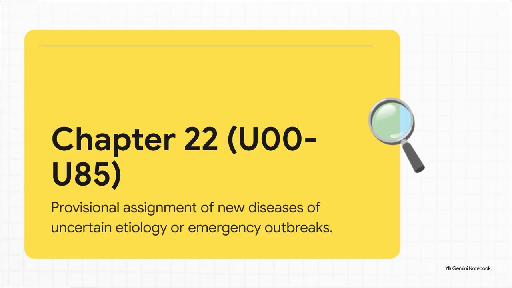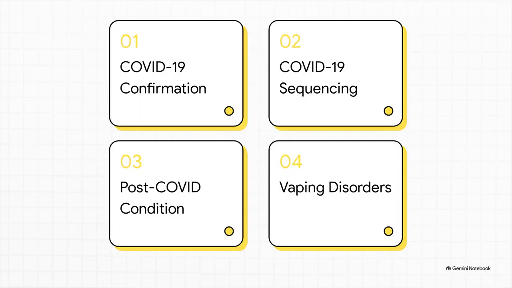The U00 through U85 block is essentially the WHO's emergency sandbox. It's reserved exclusively for the provisional assignment of new diseases of uncertain etiology, or for tracking massive emergency outbreaks. This is exactly where we find the codes for unprecedented health events, like the COVID-19 pandemic, and that sudden massive rise in vaping-related lung injuries. Here is our quick roadmap for today. We'll be looking at COVID-19 confirmation, COVID-19 sequencing, the post-COVID condition, and finally, vaping-related disorders.